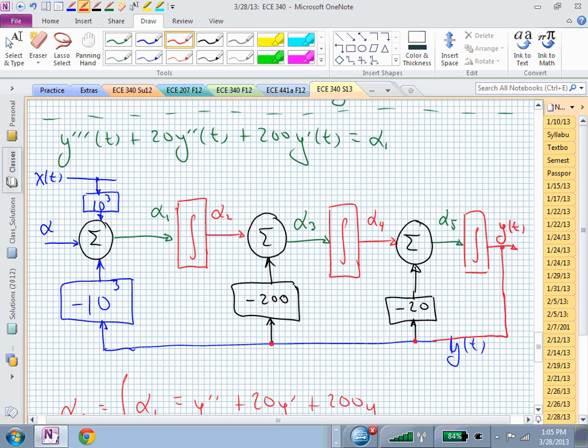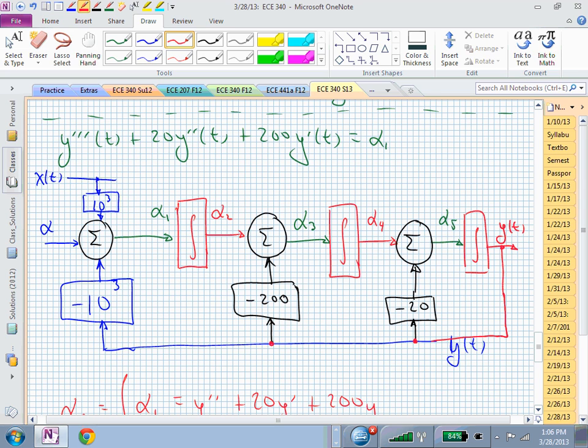Why did I choose to do it this way versus the last way? Just to confuse you. Actually, no, just so you could see that it's not unique. Maybe this technique works better for somebody than someone else. Maybe the other technique works better for someone else. So do whatever you're comfortable with. I just wanted to show you another way of finding an all integrator block diagram. That's the only reason. Yes?